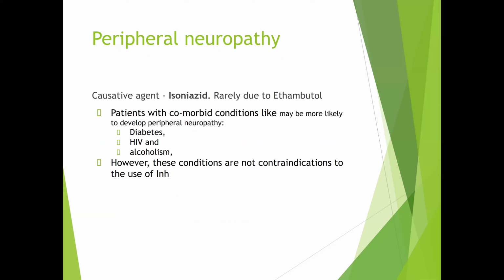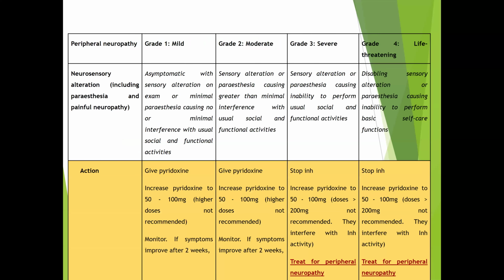The other common side effect is peripheral neuropathy, and the most common culprit is isoniazid. That's why we give pyridoxine to our patients who are on anti-TB treatment. Patients with comorbidities like DM, hypertension, and alcoholism are the most likely to get peripheral neuropathy. However, this condition is not a contraindication to the use of isoniazid. So this is how we manage it.